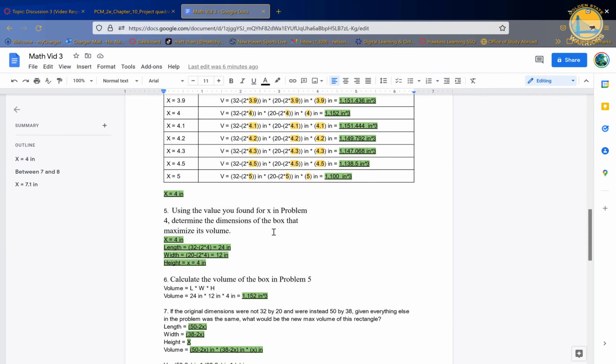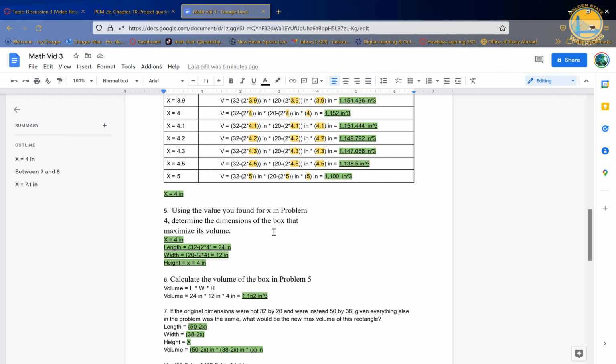Now we scroll back down. If we plug in x as 4, for the length equation, it becomes 32 minus 2 times 4 equals 24 inches. Same thing with the width. We plug in 4, it's 20 minus 2 times 4 equals 12 inches. And because height is still the same, height equals x, and we already found x equals 4, so it's just 4 inches.